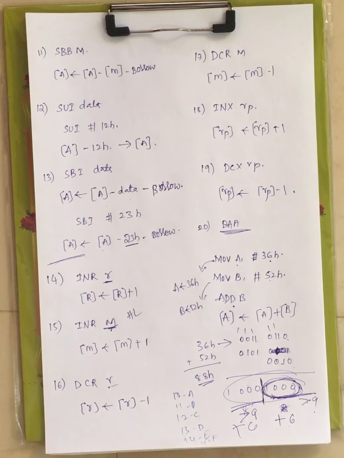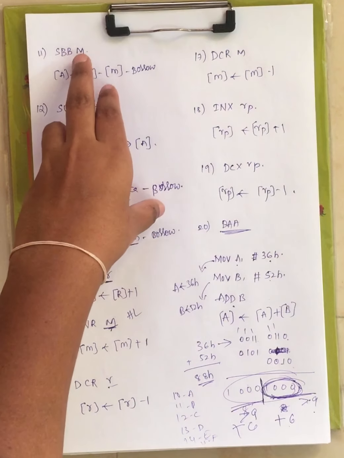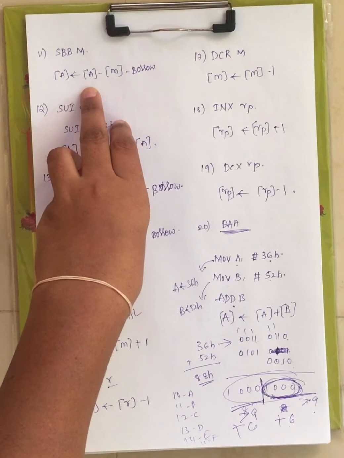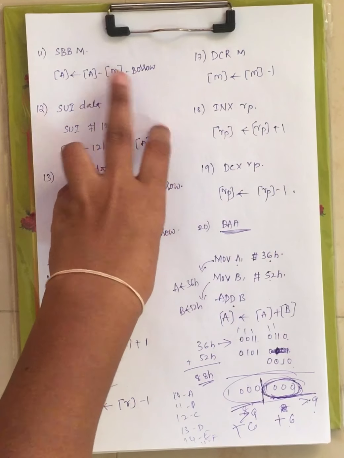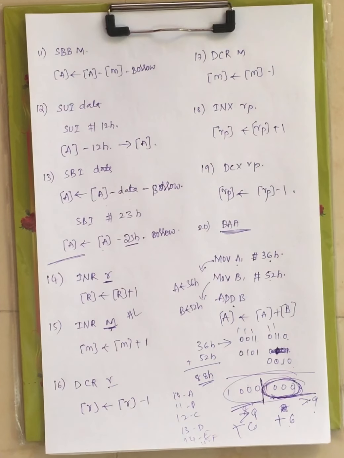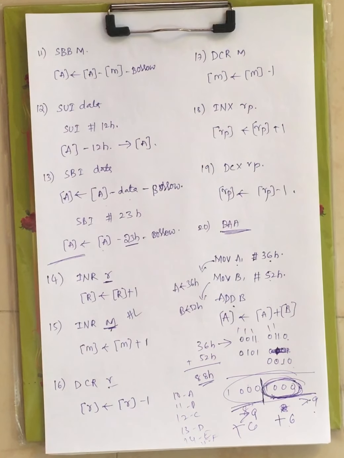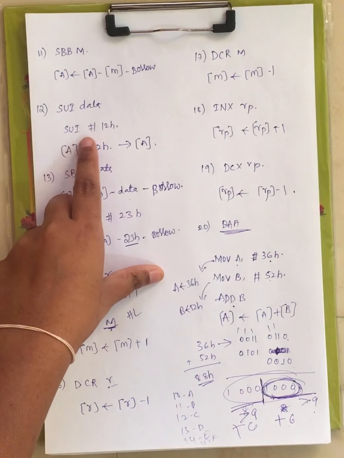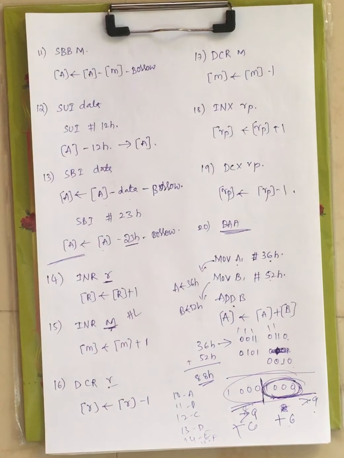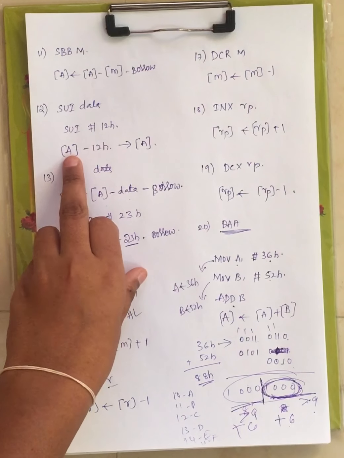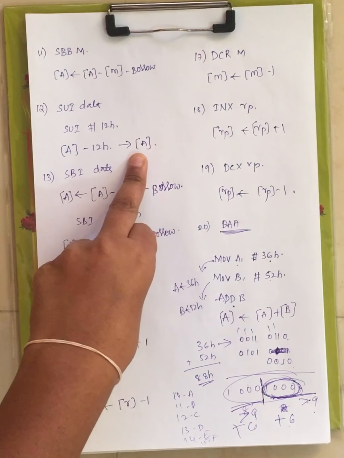Now these are about your arithmetic group of instructions, right? Now let me briefly explain. Now SBB M, subtract along with borrow, right? The contents of the memory location pointed by the HL register pair are subtracted from the contents of the accumulator register along with borrow, and the result is stored in the accumulator register itself, right? Now coming to the 12th instruction, you have SUI data, subtract immediate data, right? Example is SUI 12H, where the asterisk indicates direct data specified within the instruction. This 12H is subtracted from the contents of the accumulator and the result is stored in the accumulator itself, right?